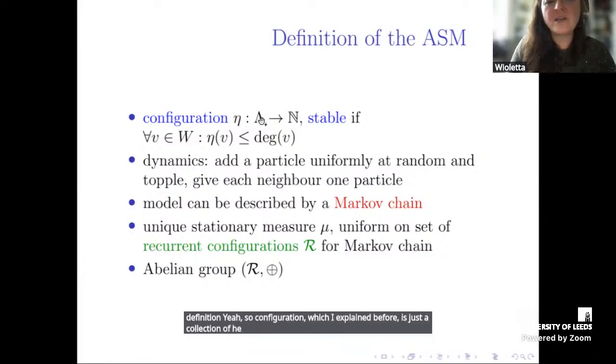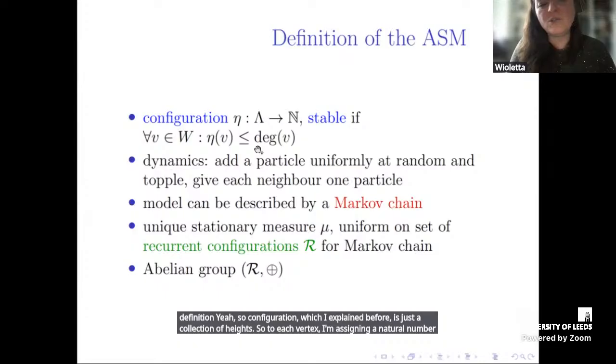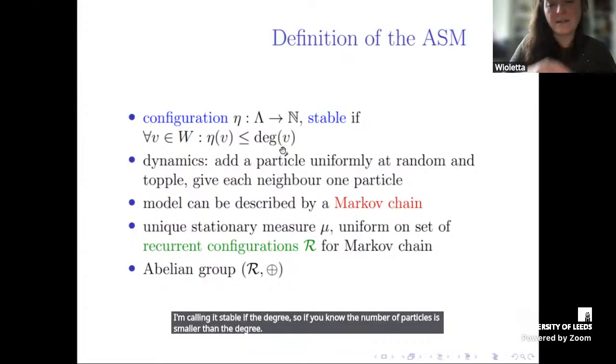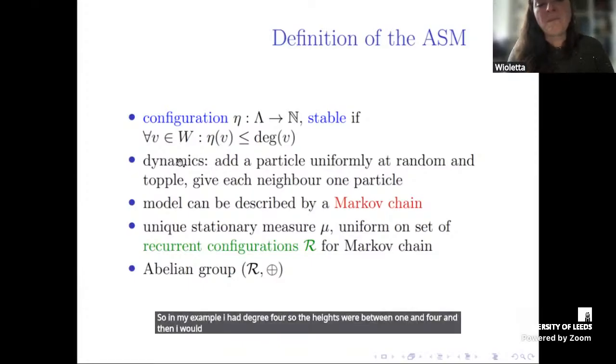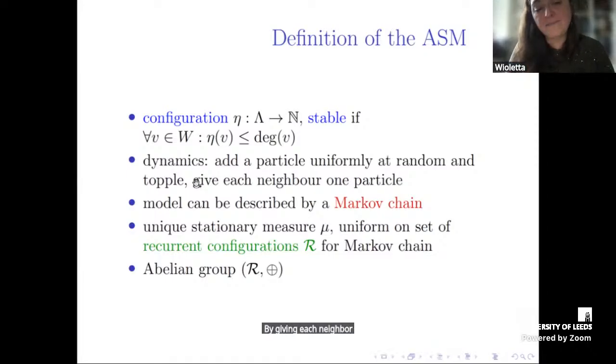To each vertex, I'm assigning a natural number, and I'm calling it stable if the number of particles is smaller than the degree. In my example, I had degree 4, so the heights were between 1 and 4, and I would call them stable. And remember, I explained it as a dynamical system. First I'm adding a particle uniformly at random, and then I'm toppling according to the toppling rule by giving each neighbor one particle.